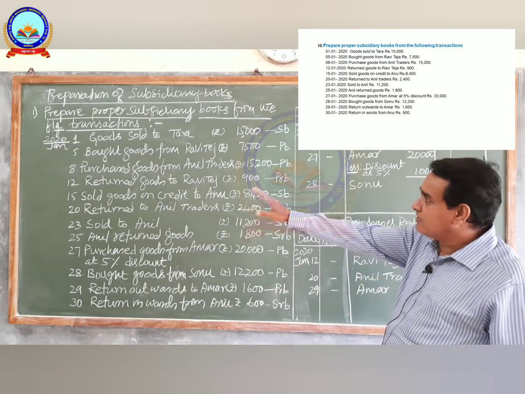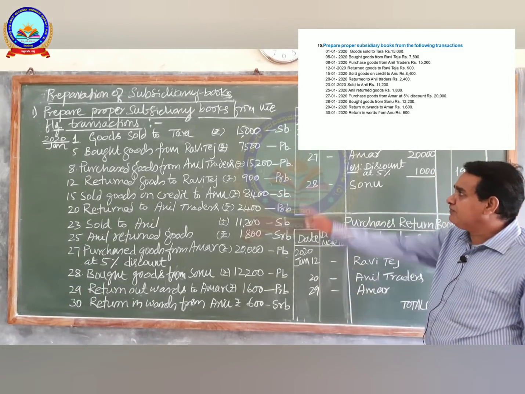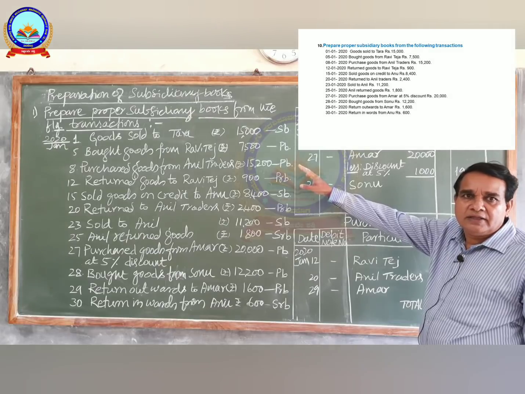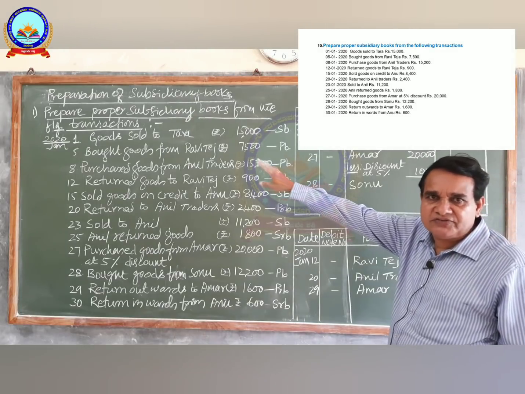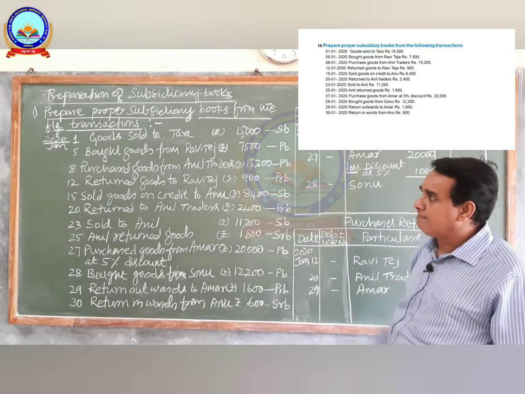On 8th, purchased goods from Anil Traders, rupees 15,200. This is also a purchases transaction. It will also appear in purchases book.